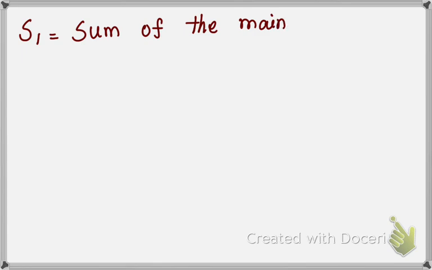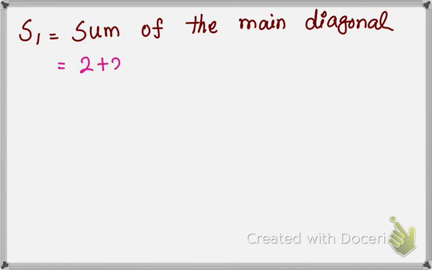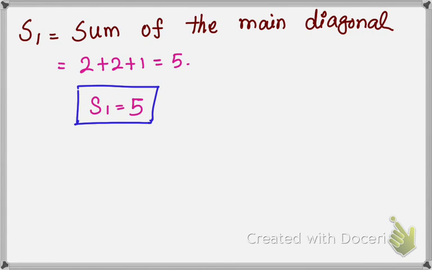So, find S1. S1 equal to, the formula is the sum of the main diagonal elements. Main diagonal means, in the given problem, these are the main diagonal elements. Here you can add all the values. So, the diagonal elements are 2 plus 2 plus 1. If you add 2 plus 2 plus 1, you get 5. Therefore, S1 equal to 5. That is the first value we found. Next, S2. S2 equal to the sum of the minors of the main diagonal.